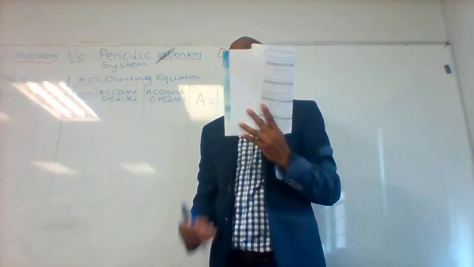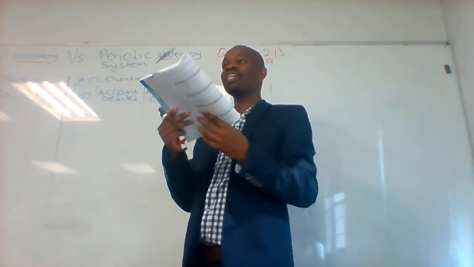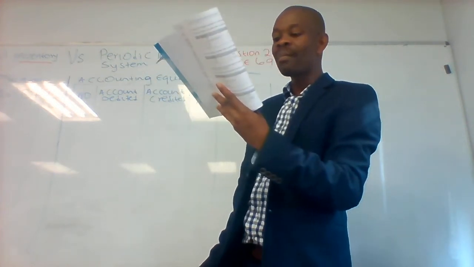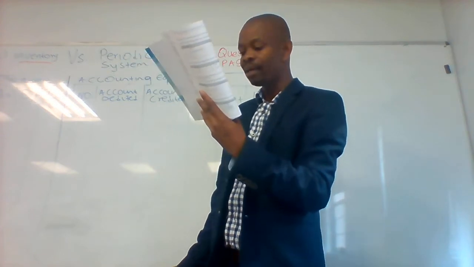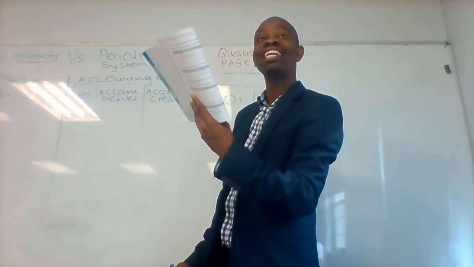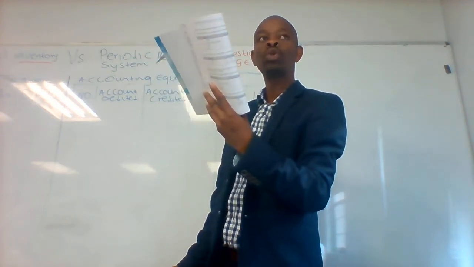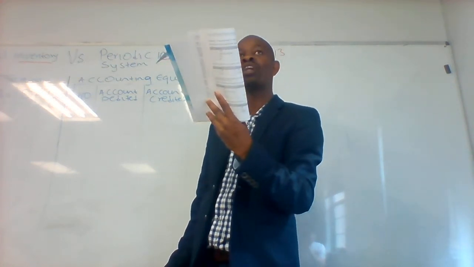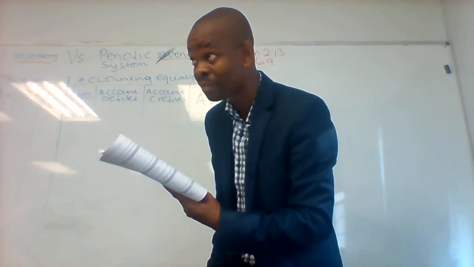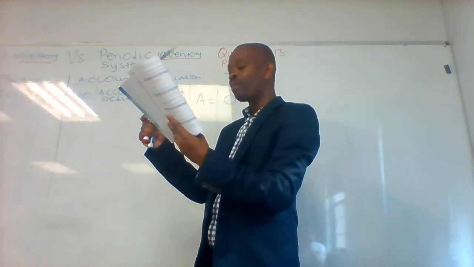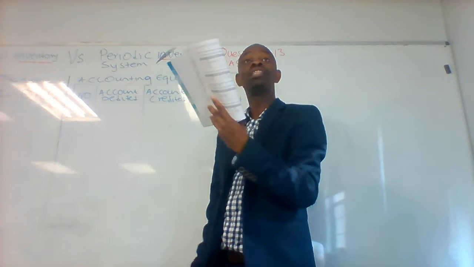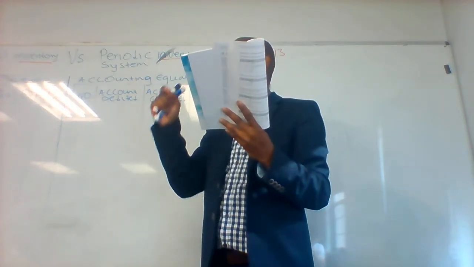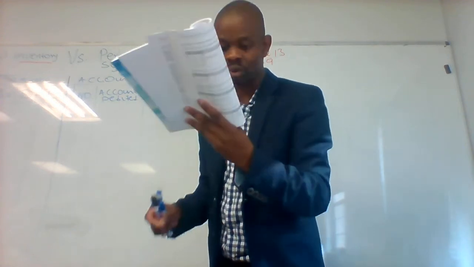3.13 on page 69 reads as follows. The following transactions, amongst others, appeared in the books of Georgian Traders during March 20.7. 20.7 is the same as 2007. Don't be confused. So the name of our business is called Georgian Traders. They gave us the dates and the transactions. I'll read the first one.